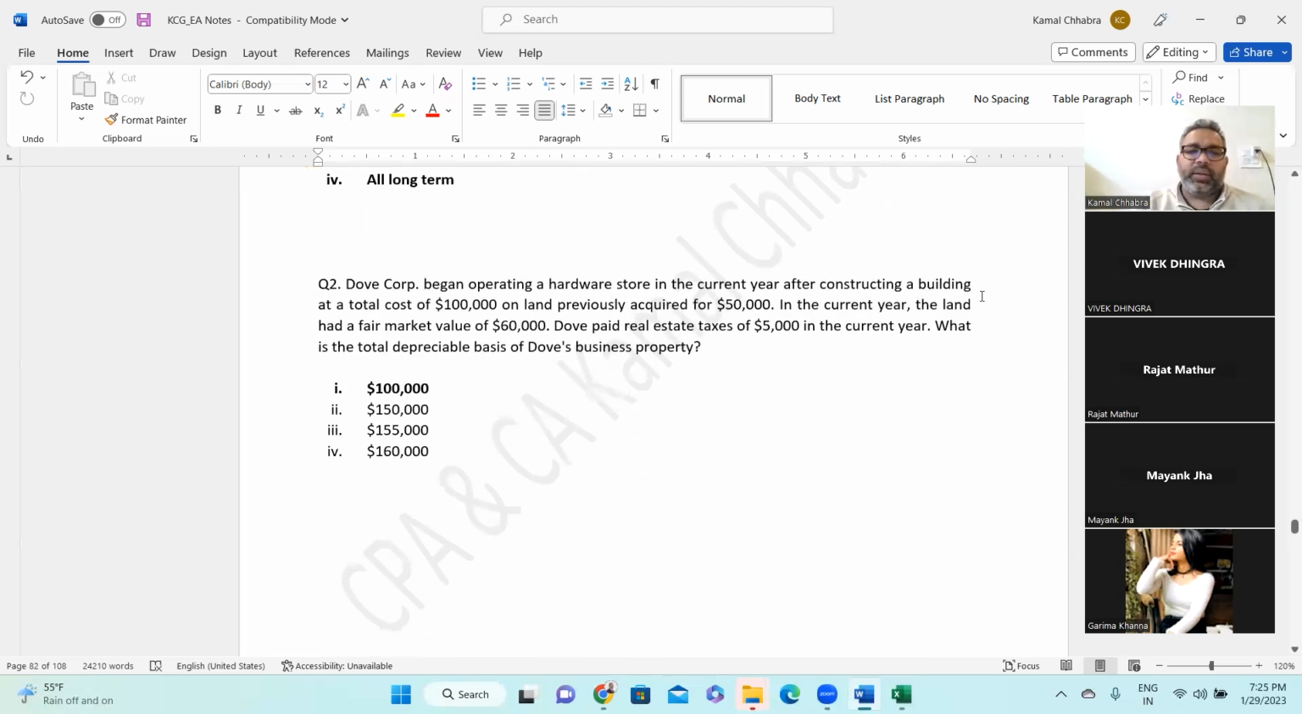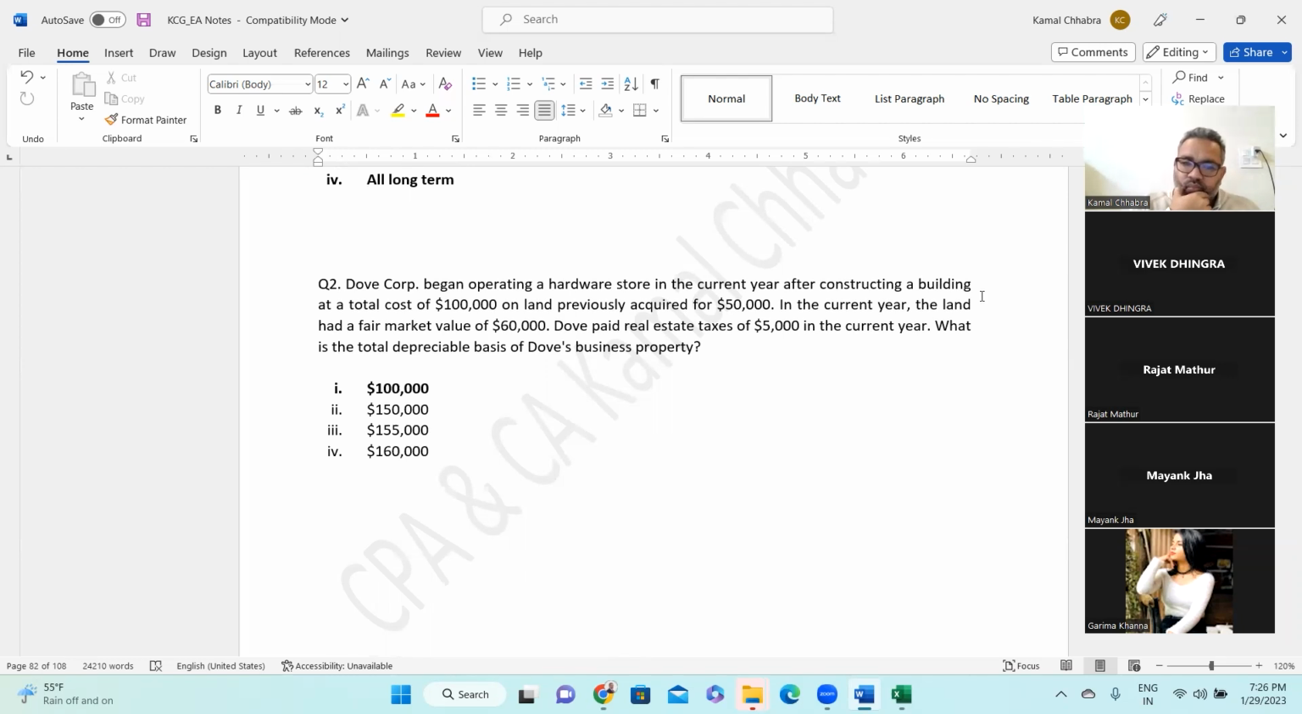D began operating a hardware store in the current year after constructing a building at a total cost of $100,000 on land previously acquired for $50,000. So he already had a land worth $50,000, and on that he has built a building of $100,000. In the current year, the land had a fair market value of $60,000. D paid real estate tax of $5,000 in the current year. What is the total depreciable basis of D's business property?